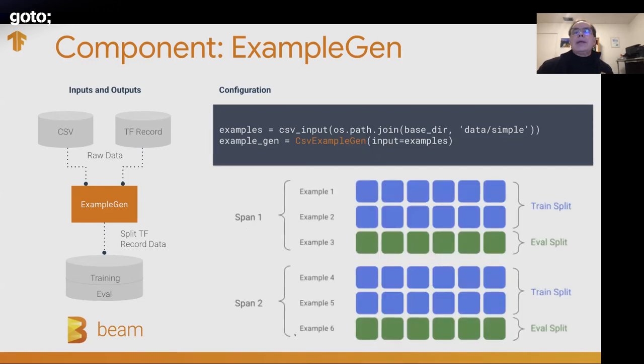One of the things it does, it splits our data into however many splits we need, usually at least training and evaluation. It also splits it into spans so that if we have a large amount of data, we can process it as individual spans across the data set. And this helps us with large amounts of data that we wouldn't want to process the whole thing at once. It would be difficult to do that.